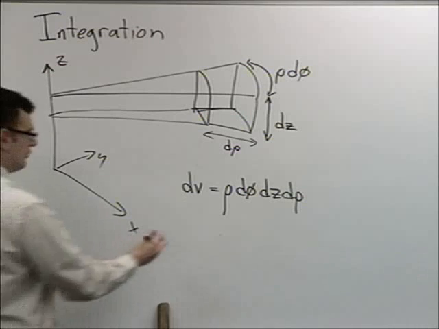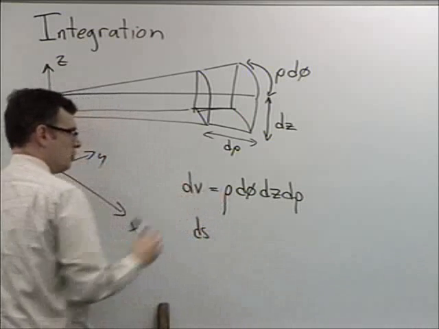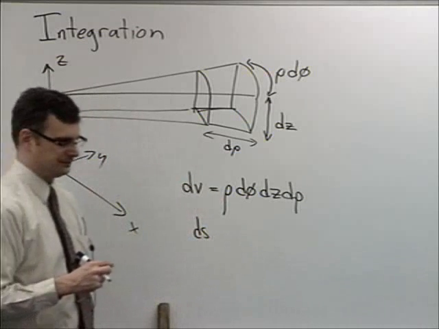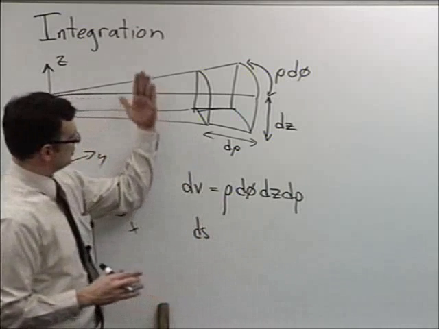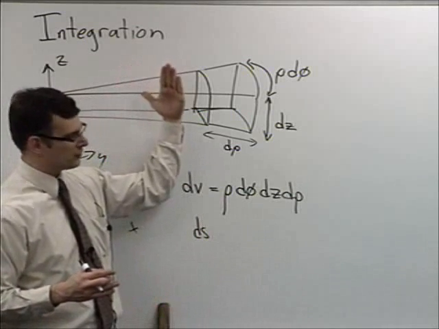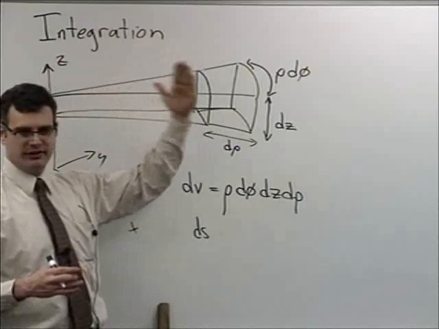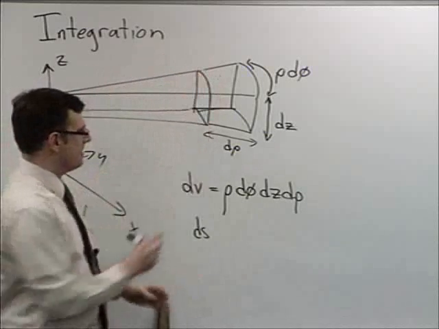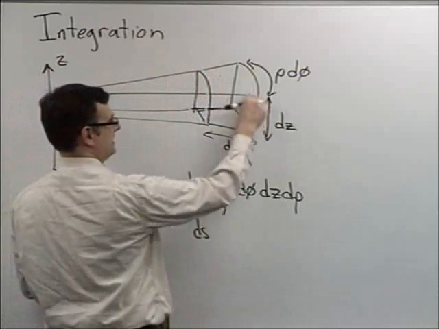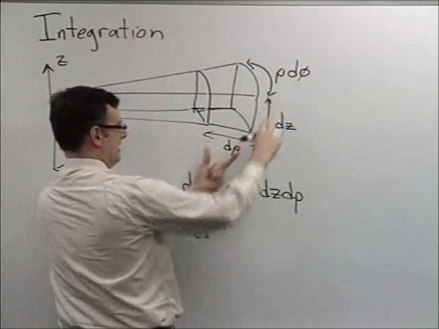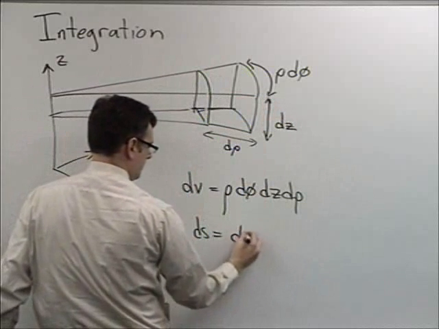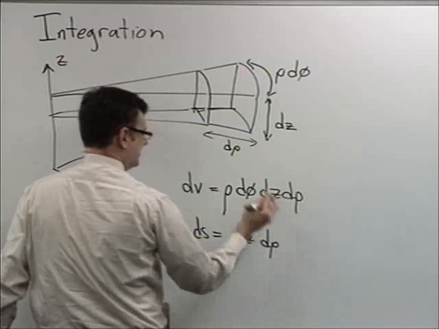If I have a surface integral, well, it depends on where my surface is aligned. If I'm doing a surface that's angled with respect to x and y, parallel to the z-axis, then I'm sliding along this facet, and I have to do dz times d rho.